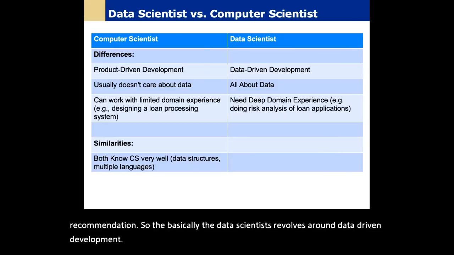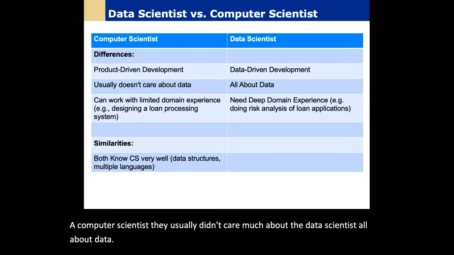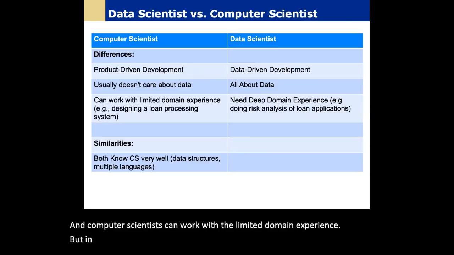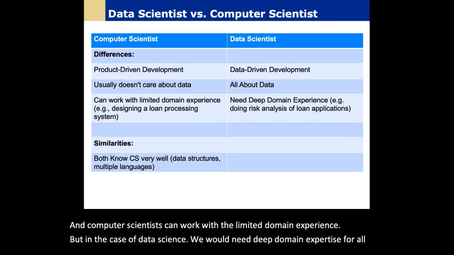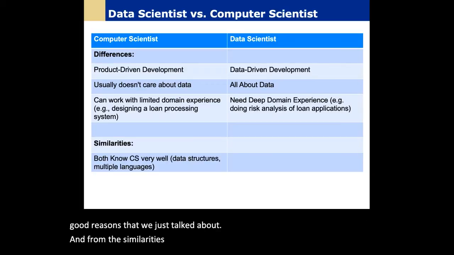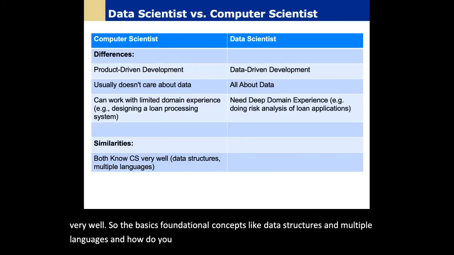Computer scientists usually didn't care much about the data. Data scientists are all about data. Computer scientists can work with limited domain experience, but in the case of data science, we would need deep domain expertise for all the good reasons that we just talked about. From the similarity standpoint, they both should know computer science very well. The basic foundational concepts like data structures, multiple languages, and how you program with them are all essential for both roles.